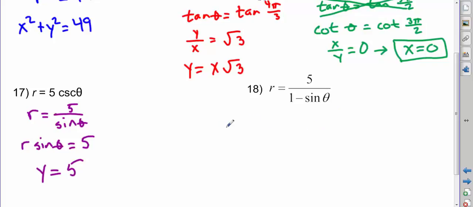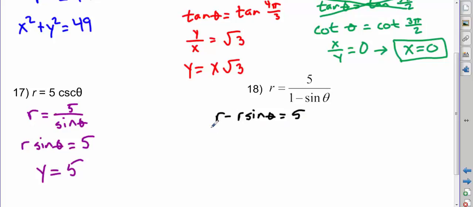Okay, now some of them work out real nicely and quickly like that. Others take a little more work. I would classify 18 as one of those. What I want to do is, again, get rid of the fraction. So I'm going to multiply both sides by 1 minus sine of theta. So I'm going to have r minus r sine theta equals 5. Now, this accomplished one really good thing, but it didn't fix an issue.